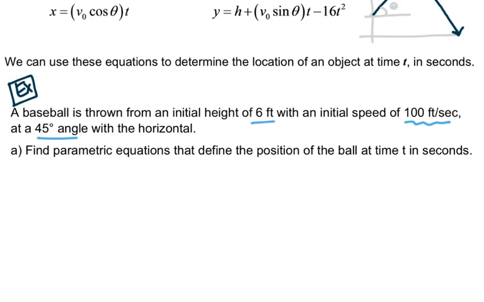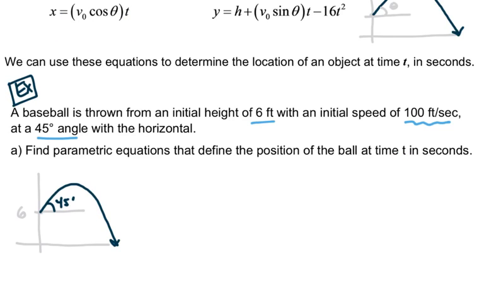So let's think about what we're dealing with here. We're at an initial height of 6, and we are leaving that position, right? We're going up and then back down. That initial angle is 45 degrees. So what we're going to deal with is we first want to find the parametric equations x and y, which define the position horizontally and vertically, x and y, of the ball at time t in seconds.